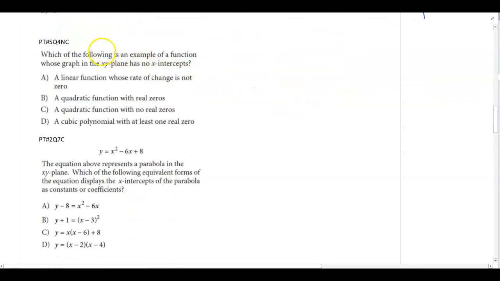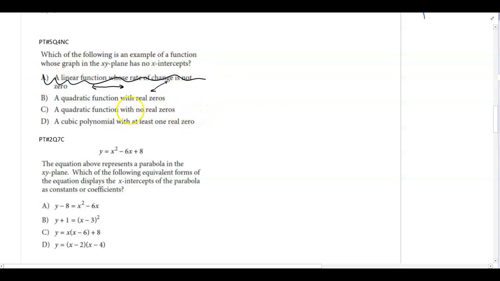The next one, which of the following is an example of a function whose graph in the xy plane has no x-intercepts? Well, here's the thing. A linear function whose rate of change is not 0. A rate of change that is 0, right, is going to be a horizontal line, right? So if it's not horizontal, it means it's diagonal or vertical, meaning it will have an x-intercept.